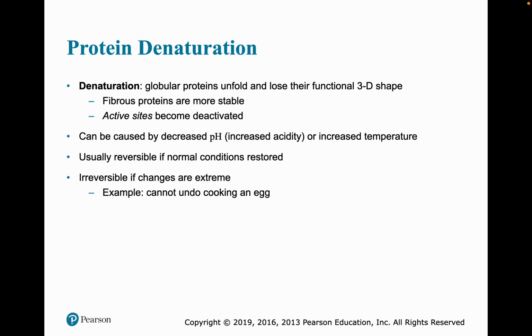We can get extreme temperature changes. You're not going to renature that protein. For example, if you crack an egg and put it in a frying pan, the yolk and white are mostly protein, and those proteins are in a liquid form. Once you cook it, it's a solid form, and you can't go back to an egg from a scrambled egg or fried egg.